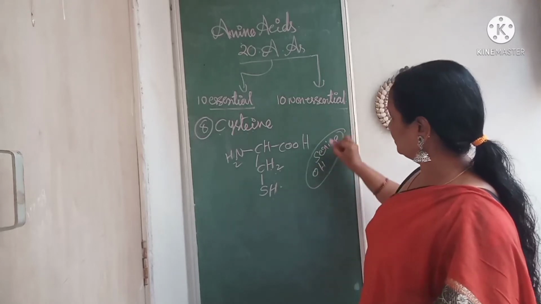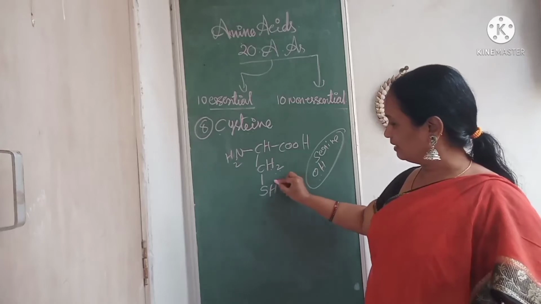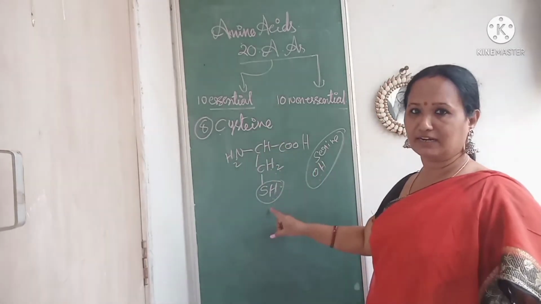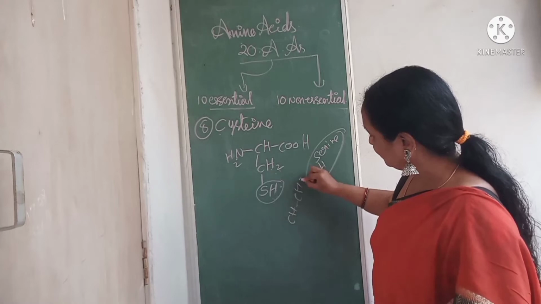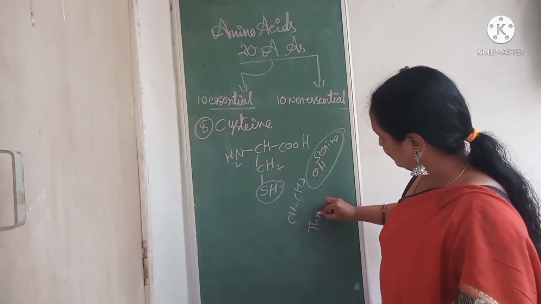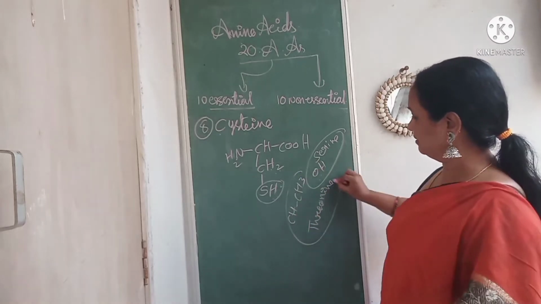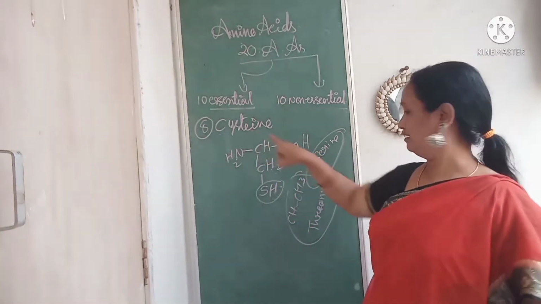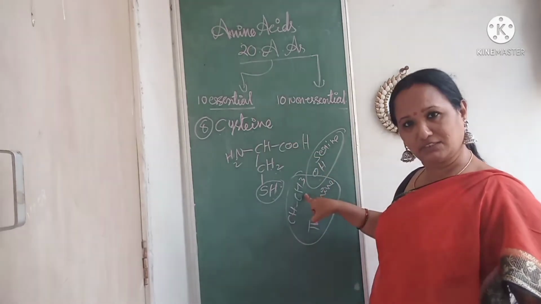Serine means OH. Cysteine means sulfur. OH is common to serine and threonine. Serine and threonine are hydrophilic and polar, because they have an alcohol group, a hydroxyl group. Threonine contains CH, CH3 and OH.